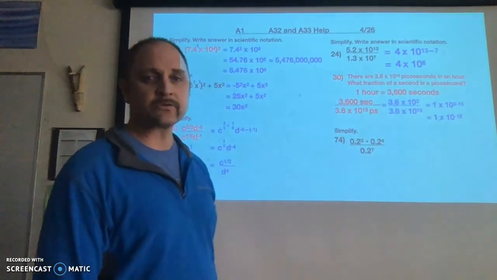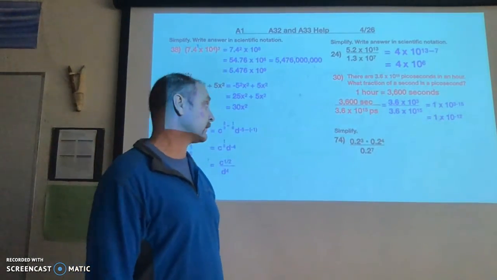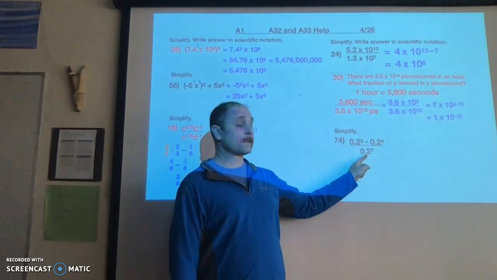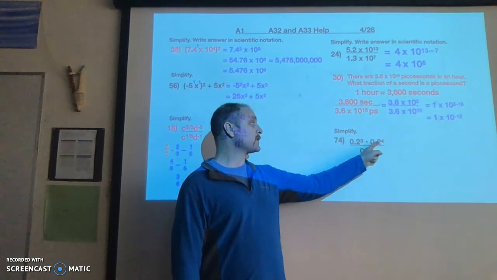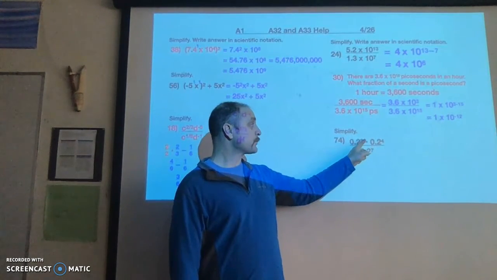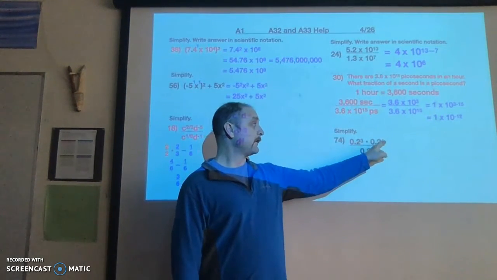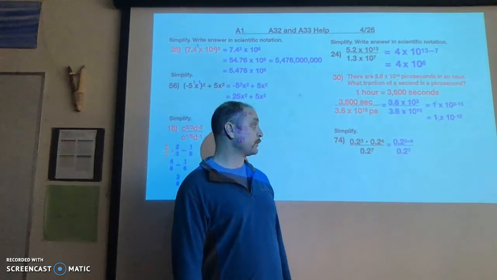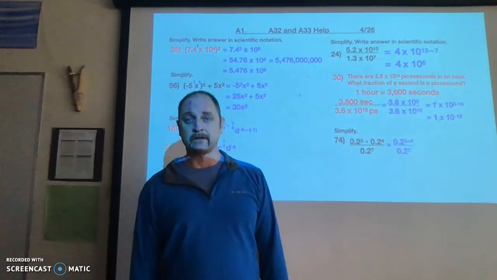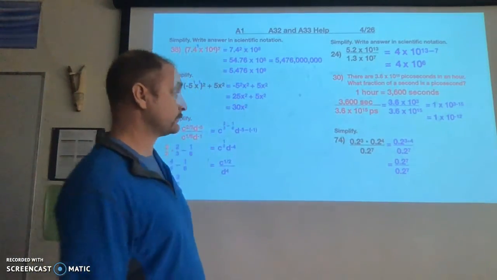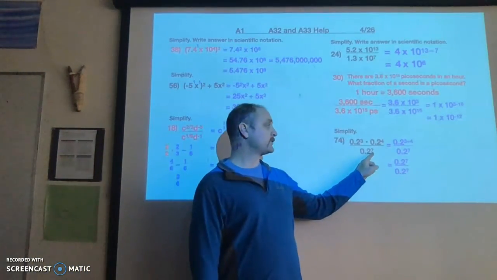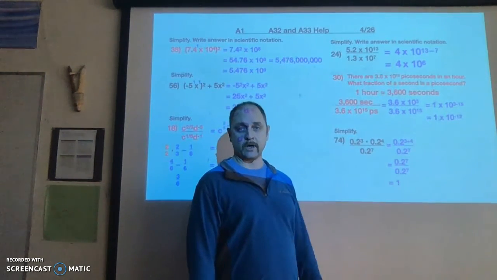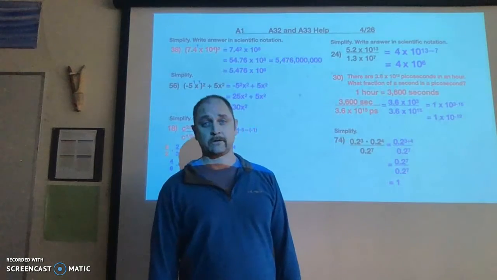Okay, this last one looks hard, but it's not that bad. What I want you to notice is that all 3 of these are the same base. So we're going to combine the top before we mess with the bottom. What's 3 0.2s and then 4 more 0.2s? Well, that's 0.2 to the 3 plus 4, or 7 0.2s. Now, because we already have 7 0.2s on the bottom, something divided by itself equals 1. And that's our final answer.